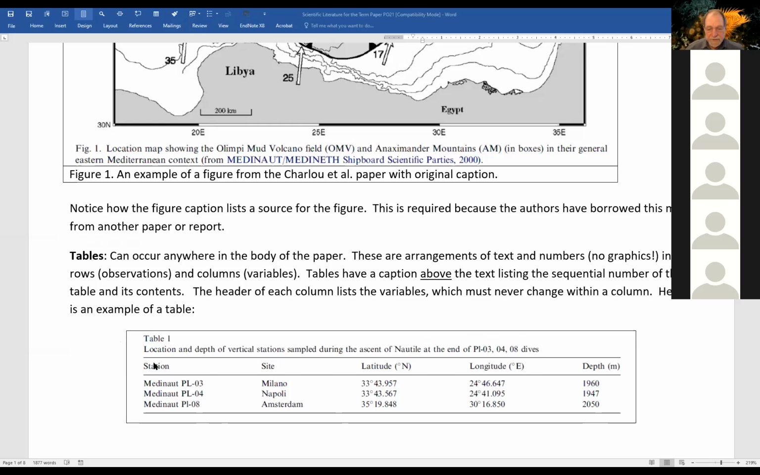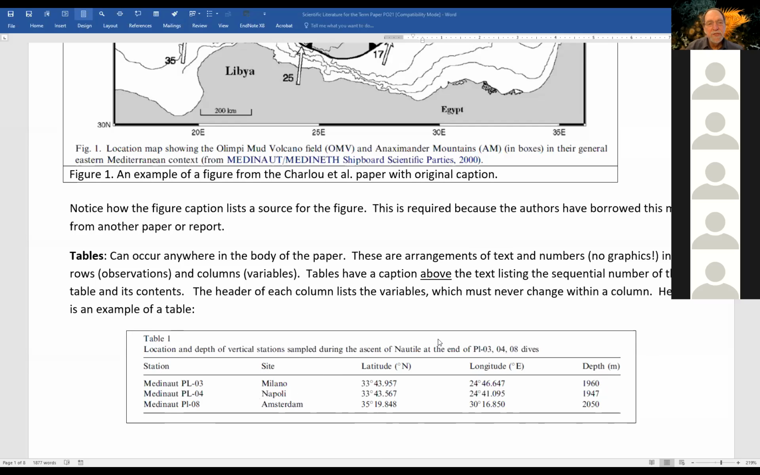Okay, and then here are the columns and rows of figures and text. And so here's the station name, PL03, PL04, PL08, the name of the site, and the latitude and longitude, and then the depth in meters. So this is how tables are organized. And a table caption comes at the top of the element, not at the bottom. So that's another way that you can distinguish tables from figures.